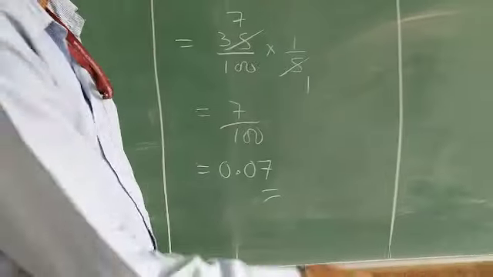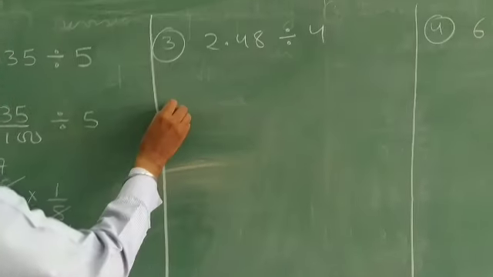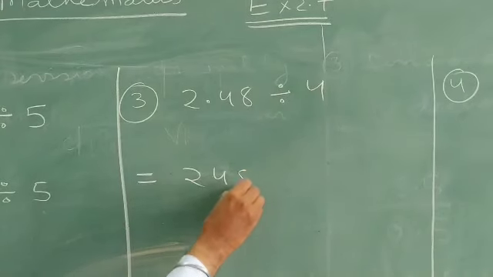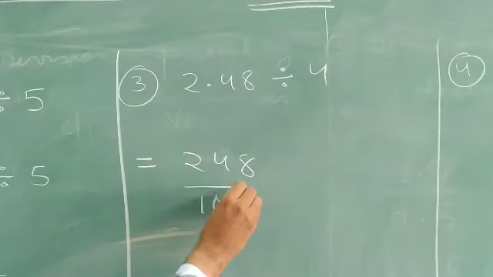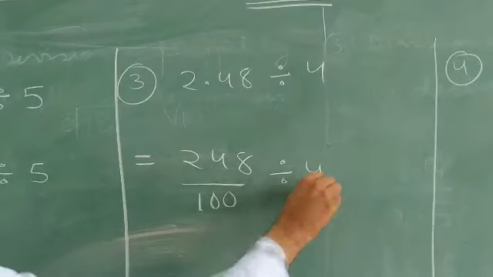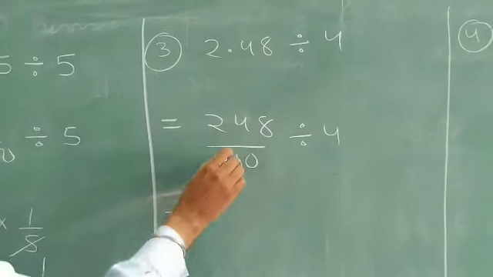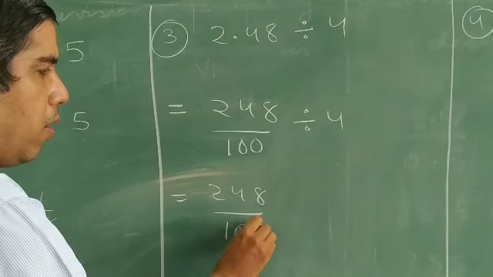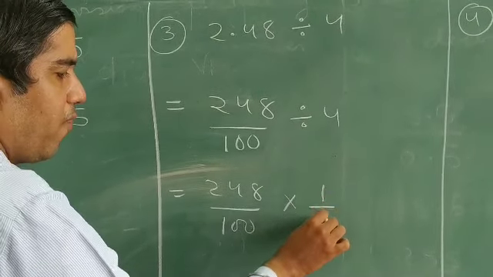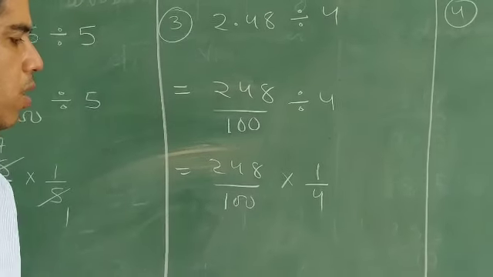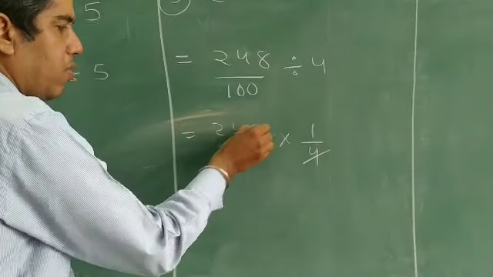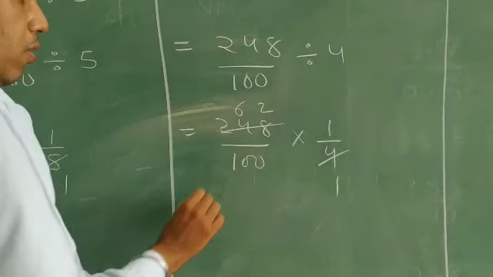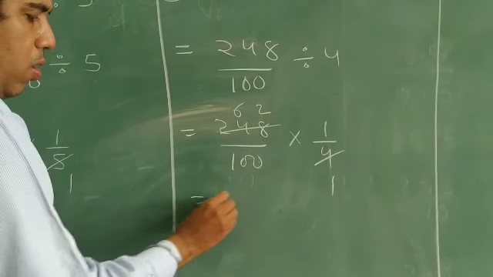Now next, you can see I am doing the same way here. It will come 248 divided by 100, and I will keep this as it is. Now next step, 248 by 100, and this I will write as multiply by 1 by 4. Now you can see I am doing cancellation. So 4 ones are 4, 4 sixes are 24, and 4 twos are 8. So what is the answer? 62 upon 100.